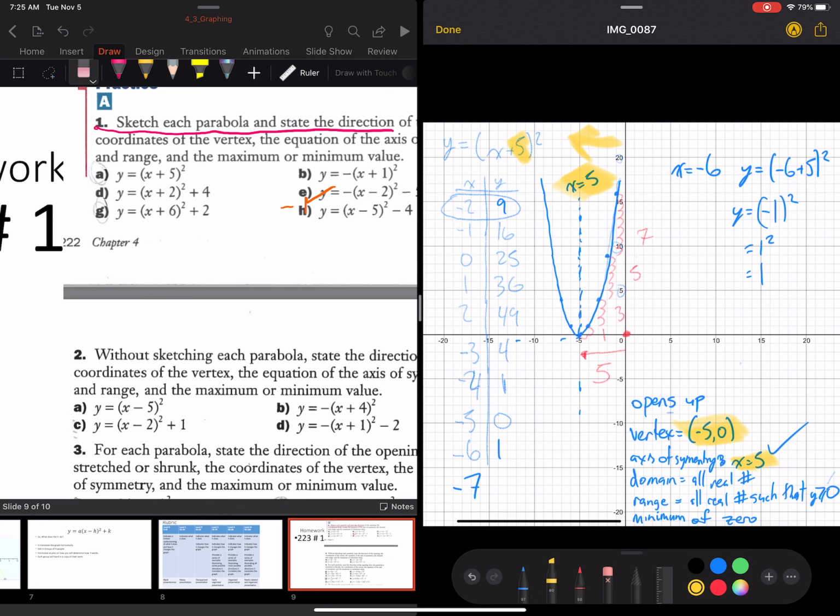We'll do the rest of the questions without plotting every point, because that was a lot of work. How many minutes was this? It was too many. We've got to do it the easier way.